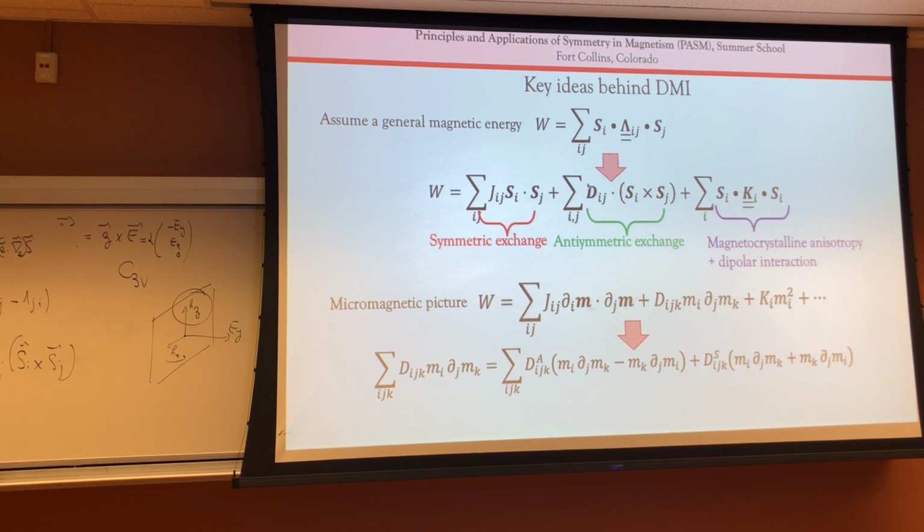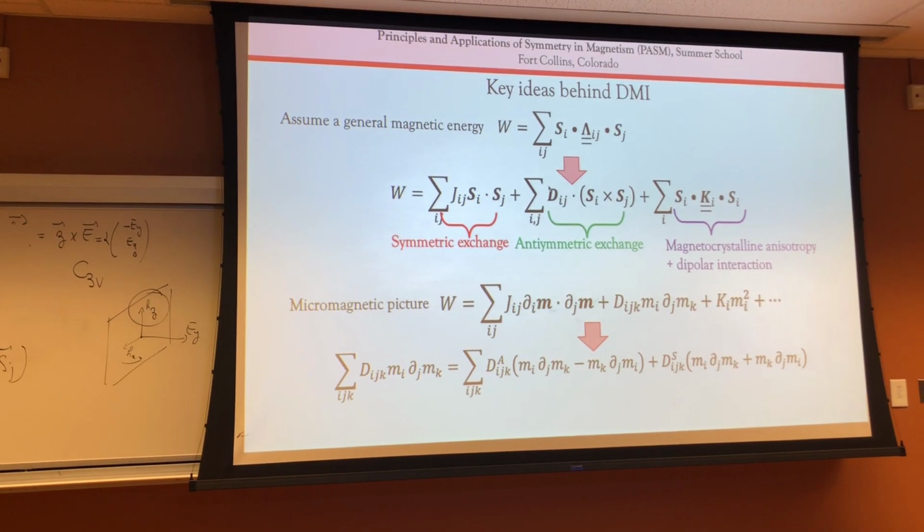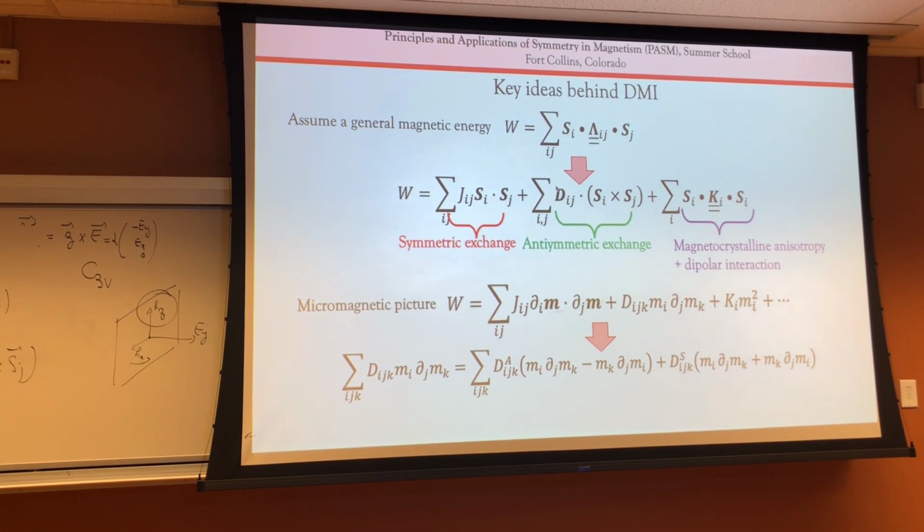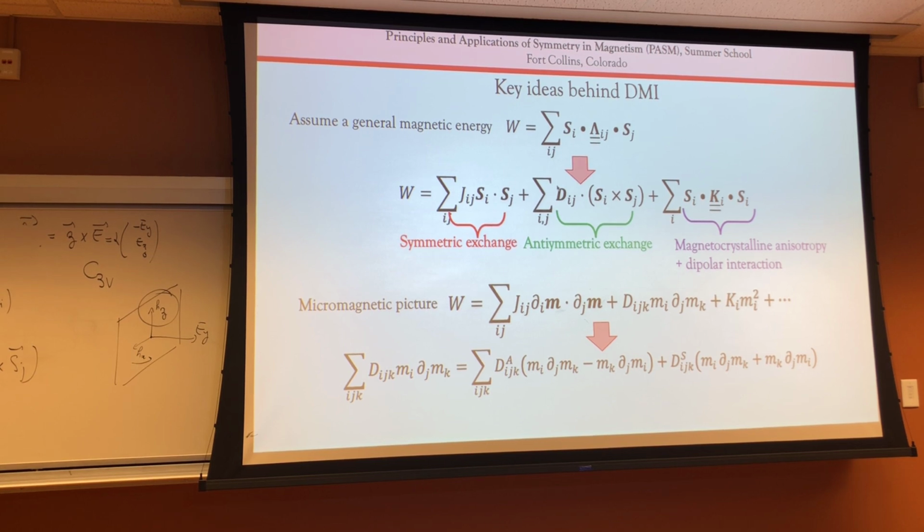So the antisymmetric part is actually of this particular form, which basically stabilizes skyrmions and chiral structures. So basically it bears some chirality. The symmetric part does not. Well, the symmetric part, if you integrate it, it boils down to surface terms, and that's why it's not important.